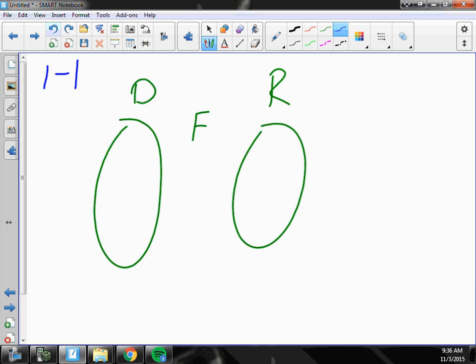And we write one-to-one like this. So one-to-one is sort of the opposite of function. Every range only hits one domain. So is that one-to-one?